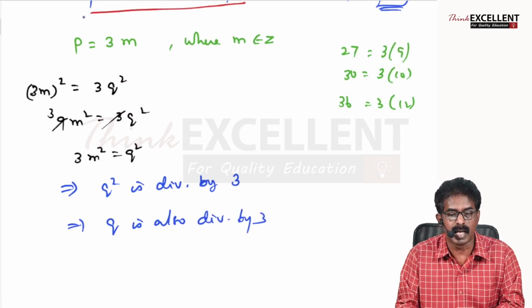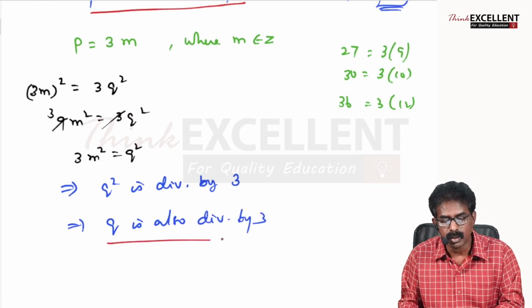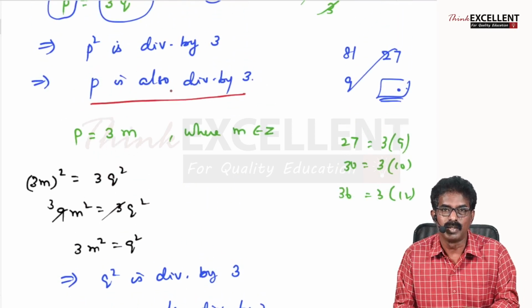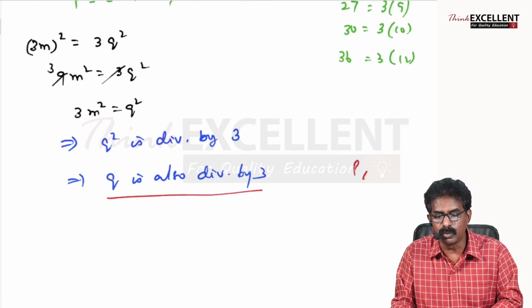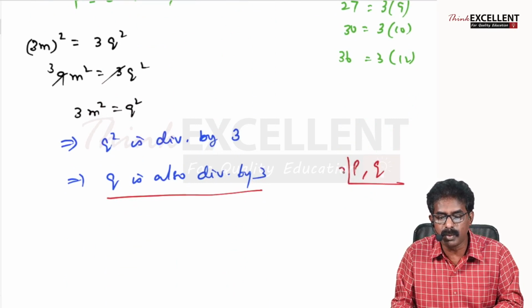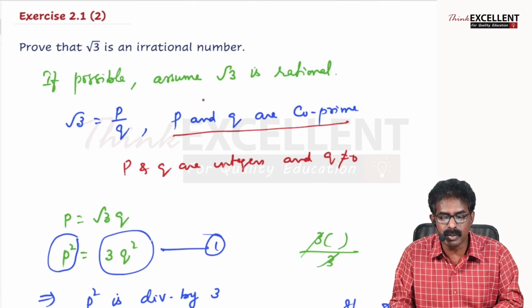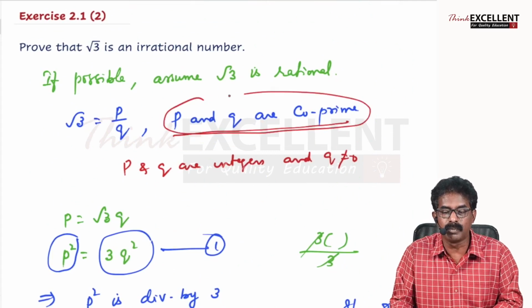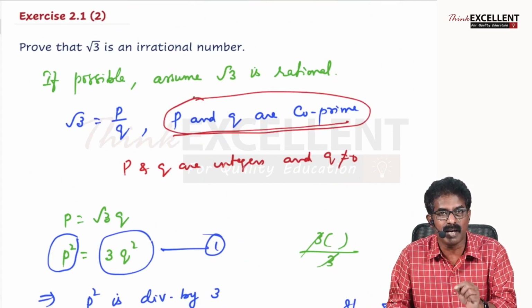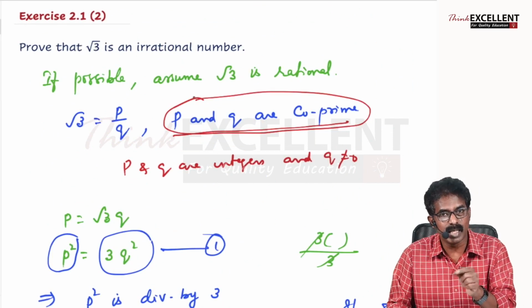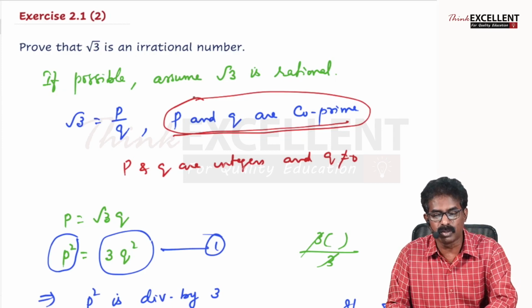Now please listen, underline this also. Q is divisible by 3. Here P is divisible by 3. So P and Q, both numbers are divisible by what? 3. But what can you say about P and Q? They are co-prime. What's the meaning of co-prime? They have no other common factor except 1. Now there is a common factor 3. Both the numbers are divisible by 3.